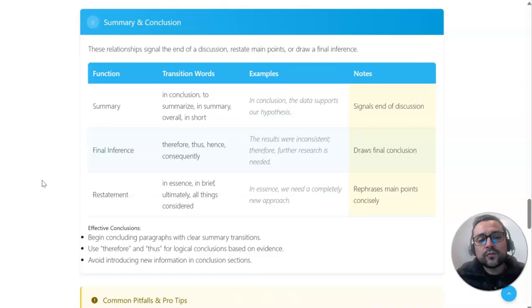And finally, we have restatement with words like in essence, in brief, ultimately, all things considered. Example, in essence, we need a completely new approach. And this rephrases the main points concisely.